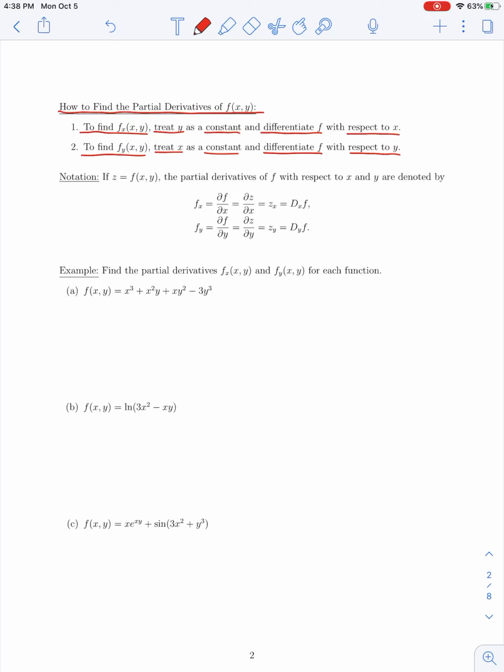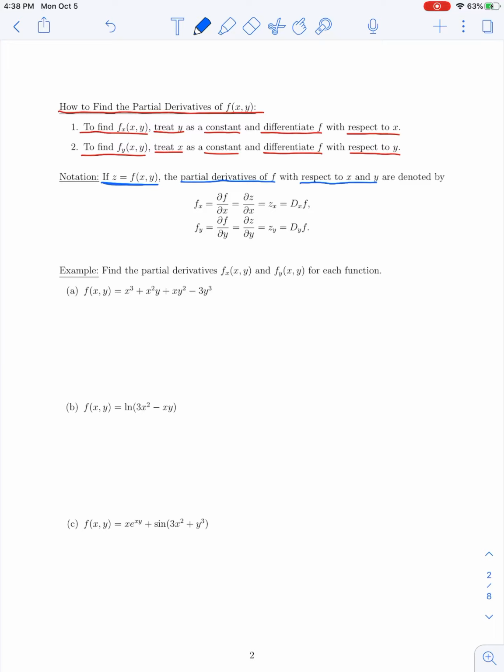So before we look at some other examples, let me make a little comment about notation for partial derivatives. There's several different notations that we could use for a partial derivative of a function. So let's summarize some of them. Here, if z is equal to some function of two variables x and y, then we would say the partial derivatives of f with respect to x and y could be denoted as follows.